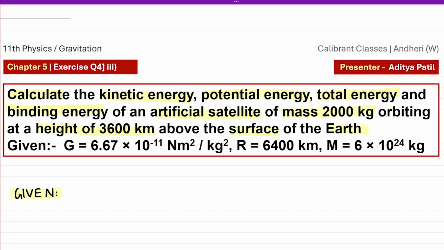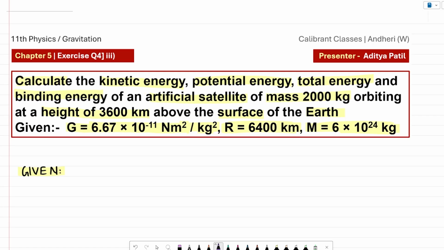our Earth. And then we have certain common values, such as the value for universal gravitational constant, which is 6.67 into 10 raised to minus 11 Newton meter square per kg square. Then we have the value for the radius of the Earth, represented by symbol R, which is 6400 kilometers. And then the mass of the Earth, represented by symbol capital M, which is 6 into 10 raised to 24 kilograms. And using all these quantities, as I said, we are required to calculate the four energies, that is kinetic, potential, total, and binding energy for the satellite.